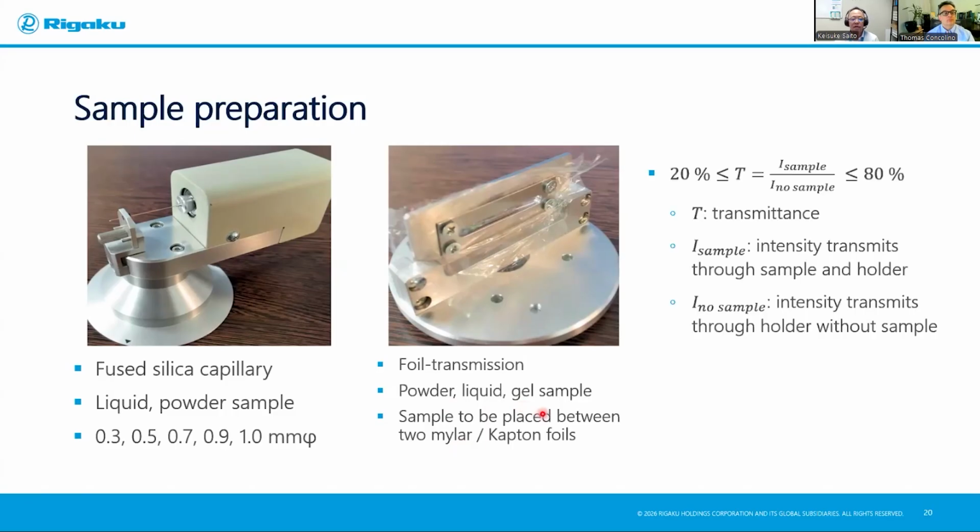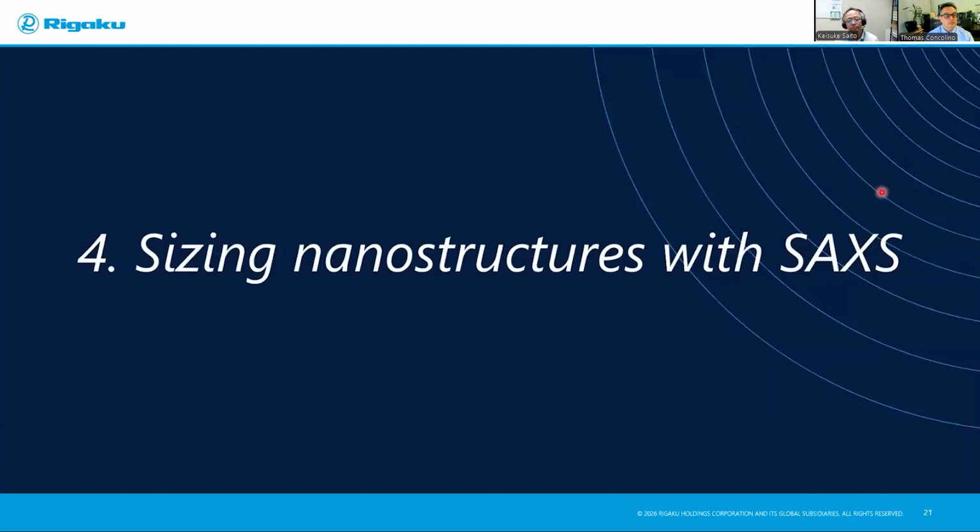But the most important thing when you prepare the sample is to pay attention to how much volume of your powder is used in the experiment. To do that, we normally look at the transmittance T, which is the ratio of the intensity with and without the sample in the sample holder. We adjust the concentration or volume of your sample so that the transmittance is somewhere between 20% and 80%. If it is too low, it's too dense and the X-ray doesn't transmit. If it is too high, the scattering is very small.